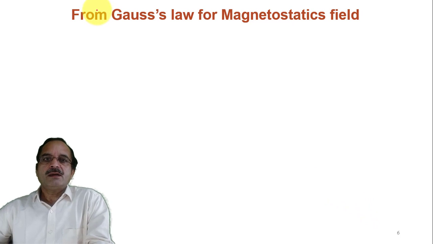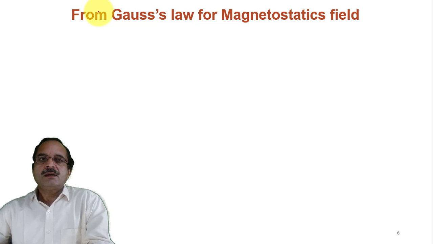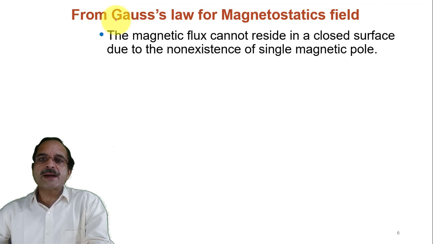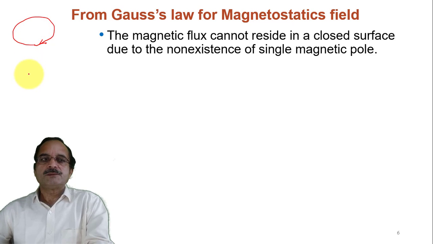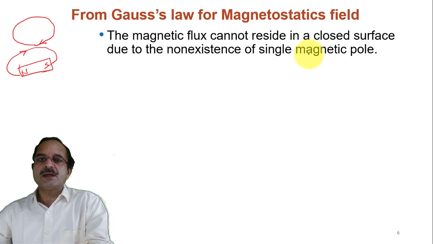The next one is the last Maxwell's equation, equation number 4. It is derived from Gauss law for magnetostatics, which says that the magnetic flux cannot reside in a closed surface due to the non-existence of a single magnetic pole. So if we have a magnet, north pole, south pole, the magnetic flux will always exist in the form of loops. We cannot separate a single pole from this magnet. A single magnetic pole does not exist.